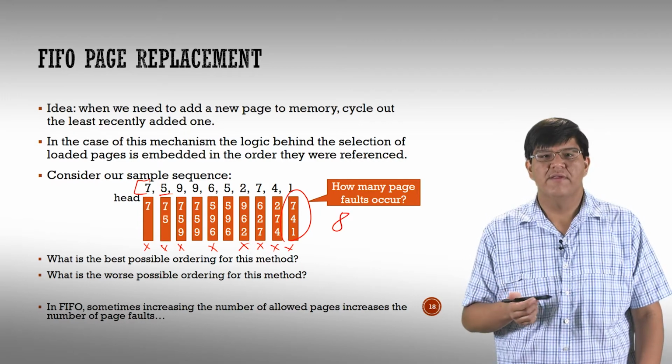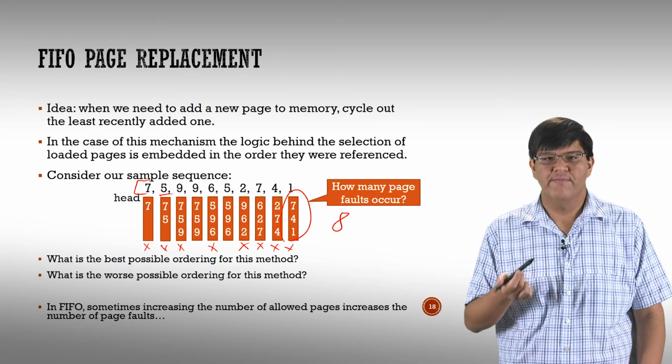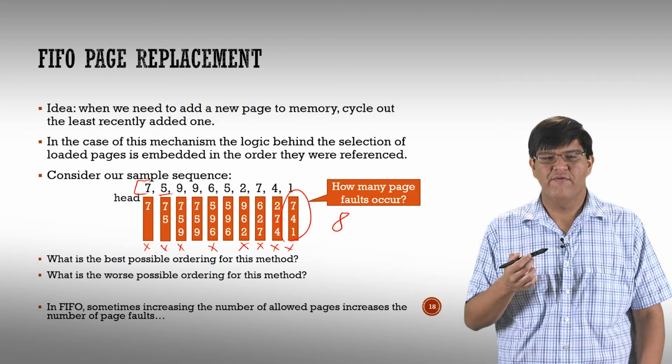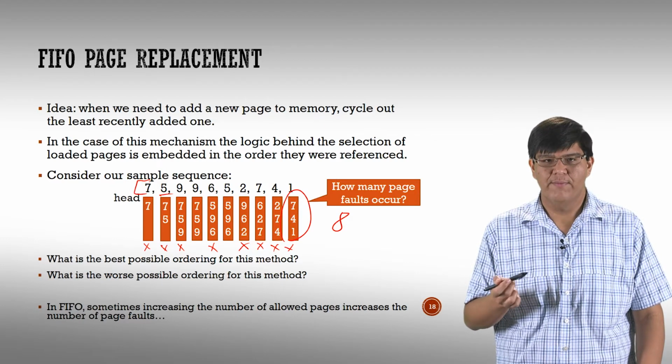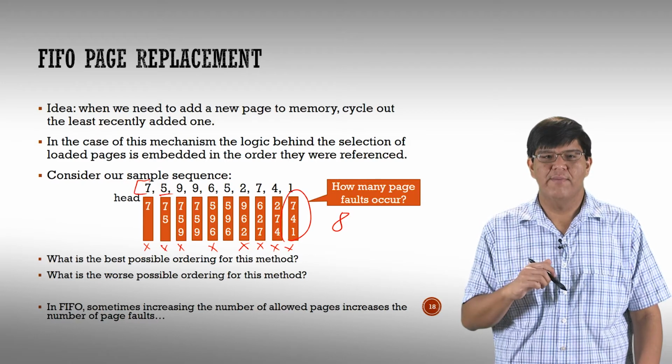So first off for you guys: what is the best possible ordering for this method? This is our FIFO page replacement. What is the best possible input stream that I could have? Maybe take 1 second to think about that.